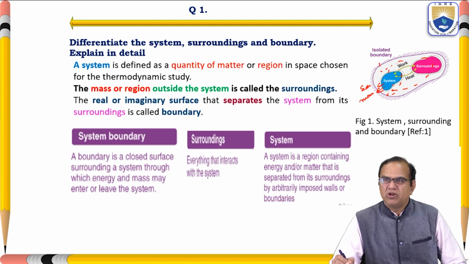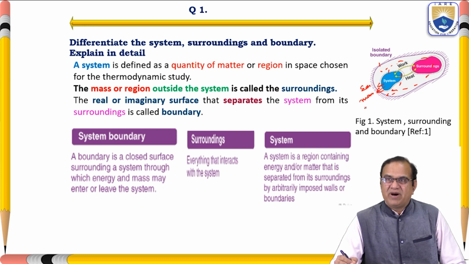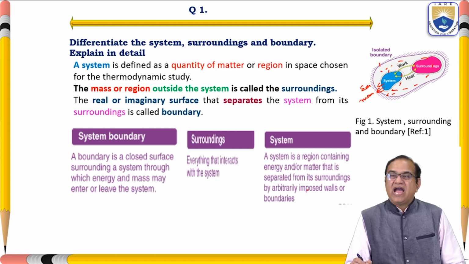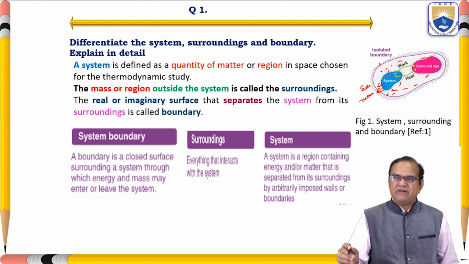So a system is a region. Here it is a blue region shown as a system. From here the energy and the mass or matter can be transferred to the surrounding, and there is a line which separates the surrounding and the system. It is called the boundary.